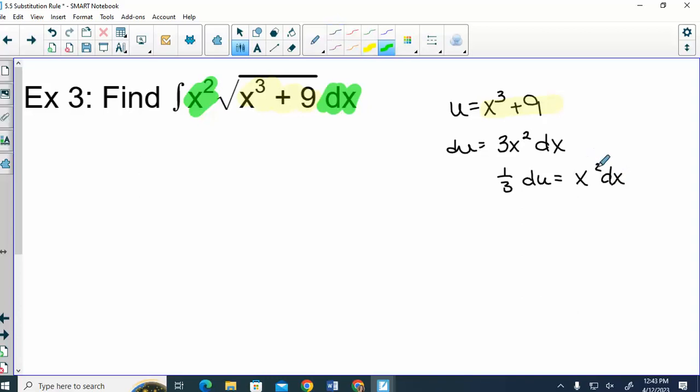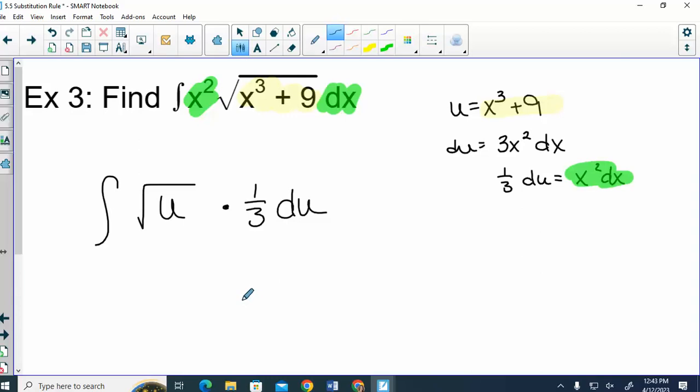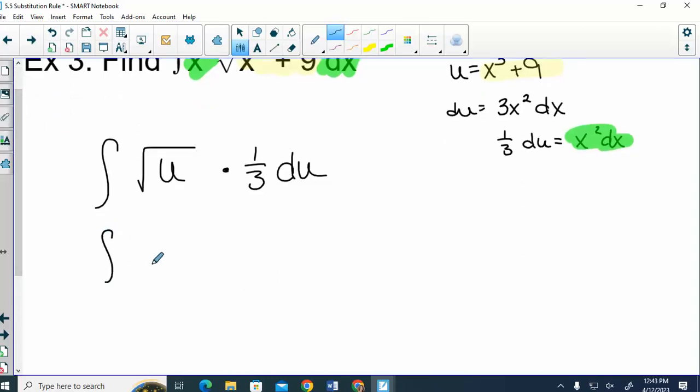So the x squared dx, if you have a coefficient you don't need, you just move it to the other side. So we have an integral. Square root, x cubed plus 9 is u. The x squared and the dx together will turn into a 1/3 du. You can write this as the integral of 1/3 u to the 1/2 du.